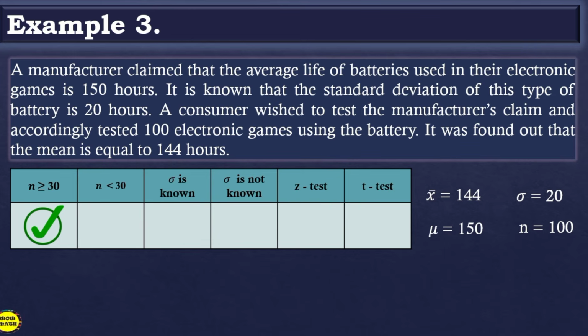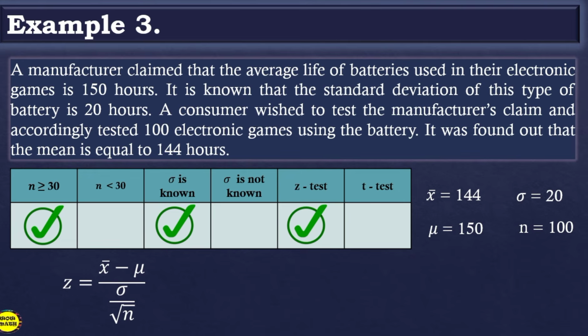Since the given now is the population standard deviation is 20 and the sample size is 100. From the given data, ibig sabihin the sample size is greater than or equal to 30, kasi yung n natin is 100. And the population standard deviation is known. So, anong test yung gagamitin natin kapag yung n natin is greater than or equal to 30 and the population standard deviation is known? We're using the Z-test. Okay, the Z-test ang gagamitin.